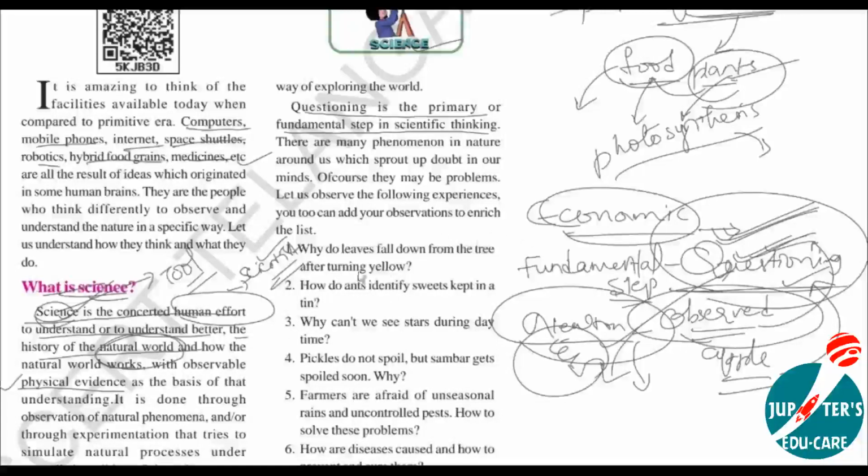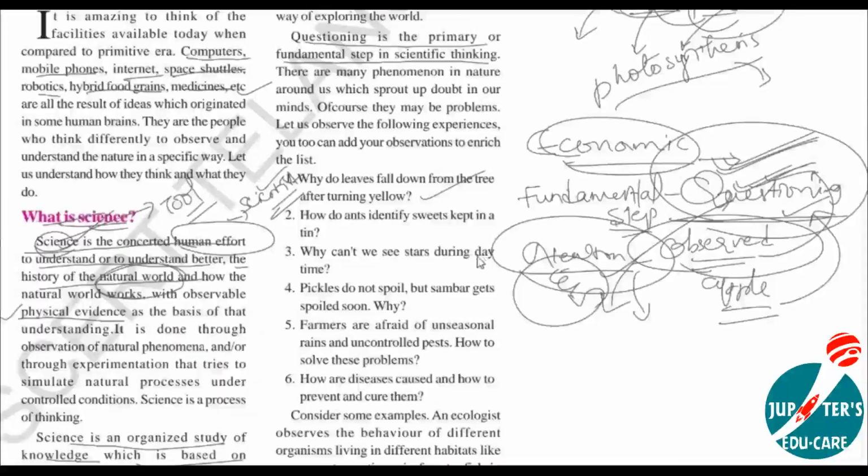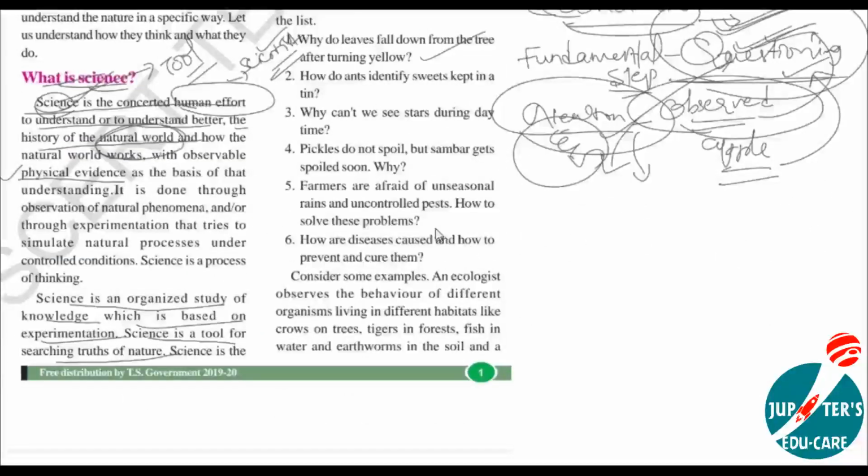Why do leaves fall from trees after turning yellow? It is a natural phenomenon. When leaves turn yellow, they fall from the tree. What happens there? How do ants identify sweets kept in a tin? Something happens there. That is a natural phenomenon. Why can't we see stars during the daytime? We can see them only at night, so why can't we see them? What is the reason? Pickles do not spoil, but sambar spoils soon. Why? Spoiling depends upon nature.